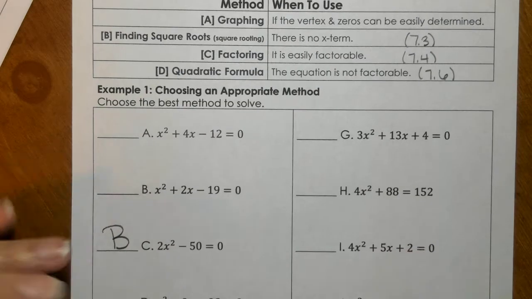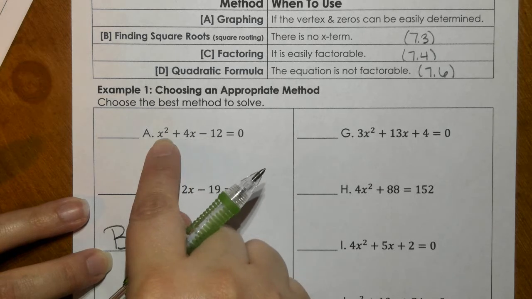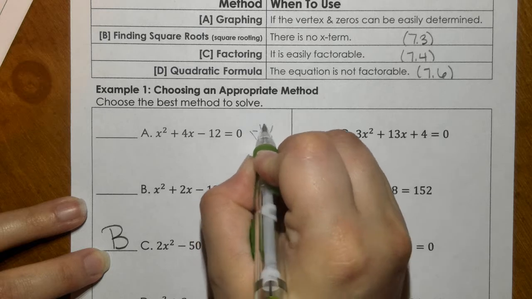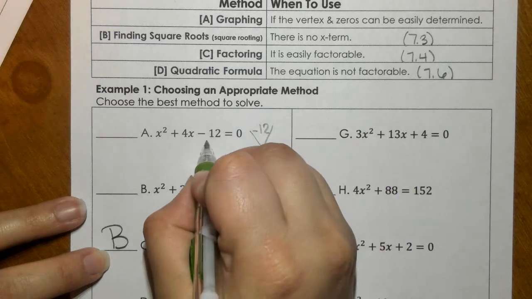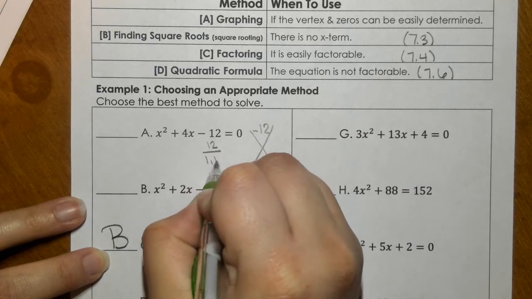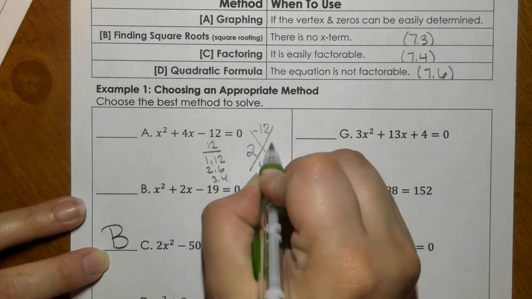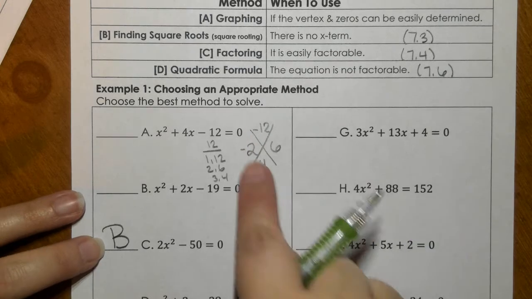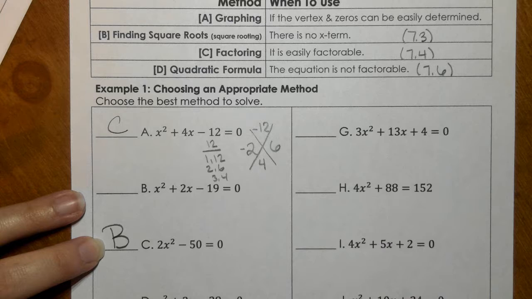So when I'm looking at letter A, I say, oh, we have 3 terms. We have our x and our x squared, so I'm going to try factoring. Let's see, 12: 1 and 12, 2 and 6, 3 and 4. So 2 and 6 can make 4. 6 minus 2 is 4, and that multiplied to be negative 12. So since that works, we could say that that would be solved by factoring.